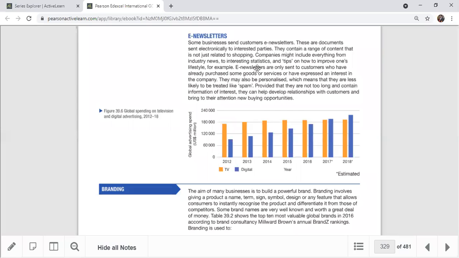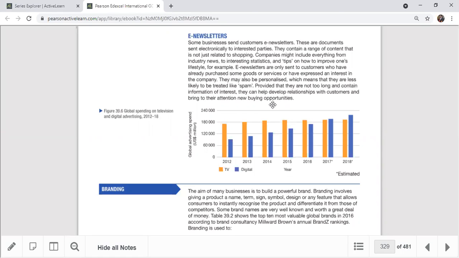Some businesses send customers an e-newsletter, and these are documents sent electronically to interested parties. They contain a range of content that is not just related to shopping. Companies might include everything from industry news, interesting statistics, tips, and how to improve one's lifestyle. E-newsletters are not only sent to customers who have already purchased, but also to potential customers, as a personalized message.